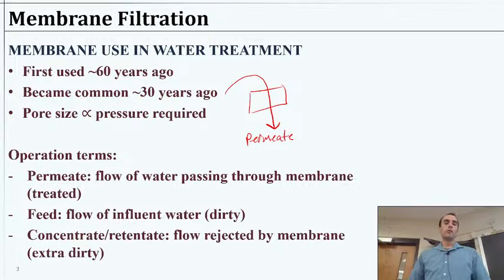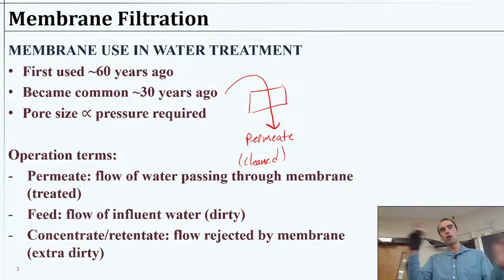So sometimes we might actually be interested in the concentrate, but for normal water treatment, the permeate is what we're interested in. That would be what we might say is clean or purified. So that's the part of the flow that's going to be cleaned. Now, of course, the feed will be what we're feeding to the membrane, the feed solution. Usually that's what we want to clean or maybe concentrate, as in the orange juice example.